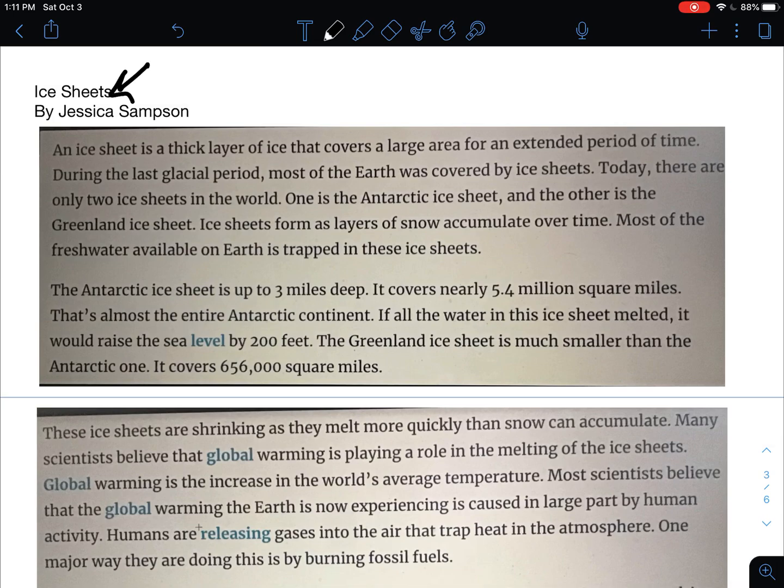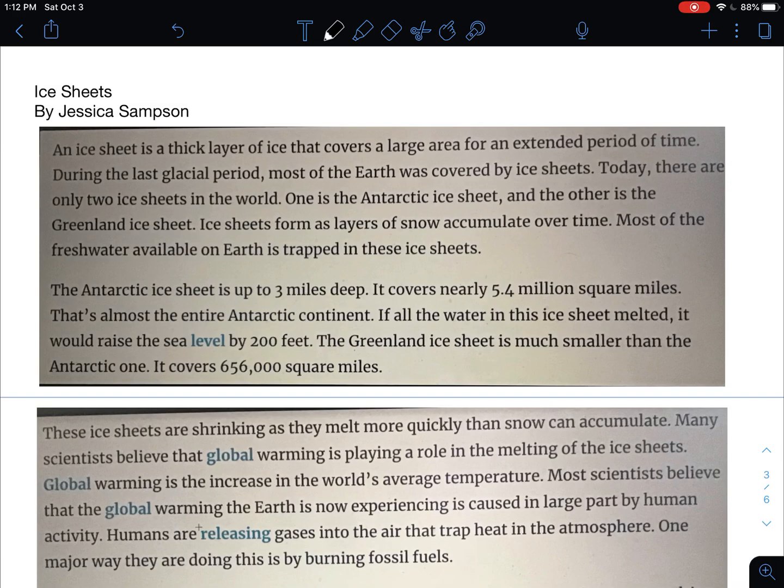So that's your subject, ice sheets. But as I'm reading, or when you're reading, always be thinking about the main idea. During the last glacial period, most of the Earth was covered by ice sheets. Today, there are only two ice sheets in the world. One is the Antarctic ice sheet, and the other is the Greenland ice sheet.